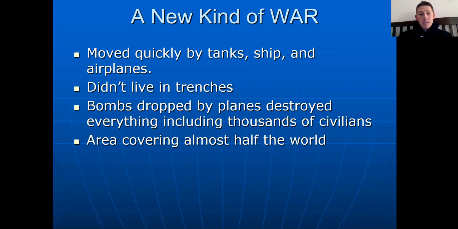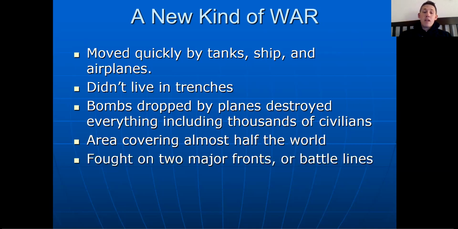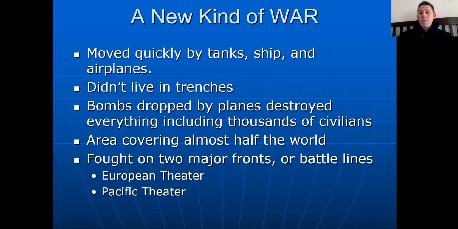Bombs dropped by planes destroyed everything, including thousands of civilians. We'll talk about some extreme bombs later. The war covered an area of almost half the world, and it was going to be fought on two major fronts: the European theater and the Pacific theater. Today, all I'm going to be talking about is the European theater, the war fought in Europe, with the bad guys specifically being Germany and Italy.